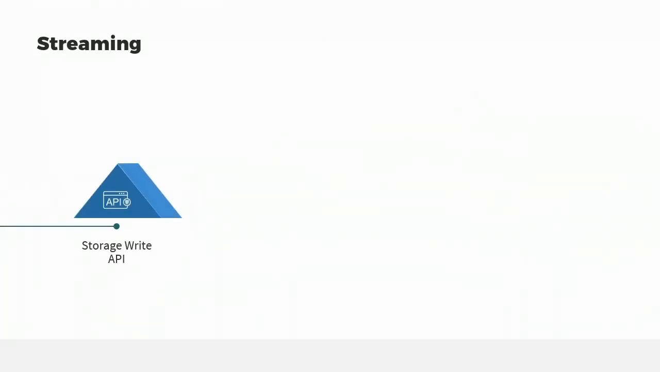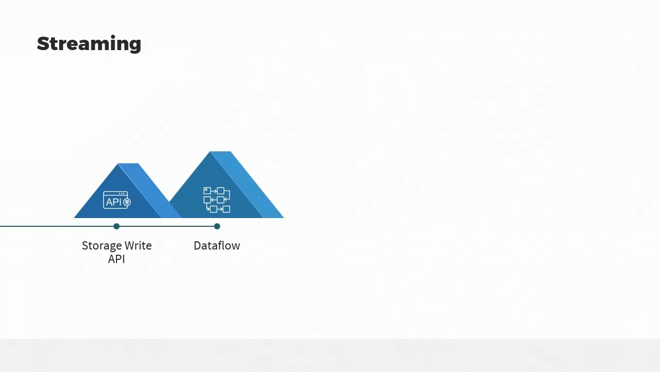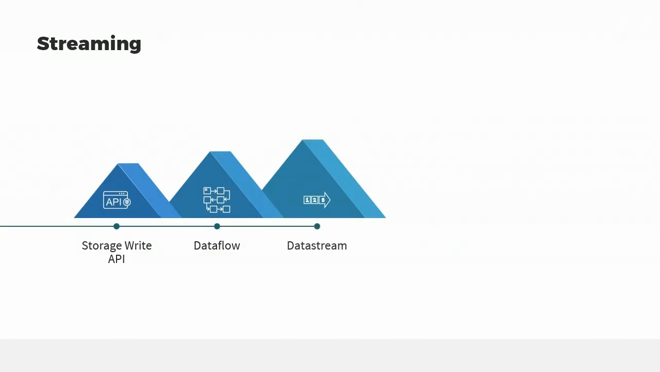Now streaming, a little more complicated, but this is where I get to continually send smaller batches of data in real time as soon as they happen. So this data is available for querying as it arrives. So I could have a Storage Write API, which supports high throughput streaming ingestion with exactly-once delivery. I can have what's known as Dataflow, where I can use it with Apache Beam to set up a streaming pipeline that writes to BigQuery.